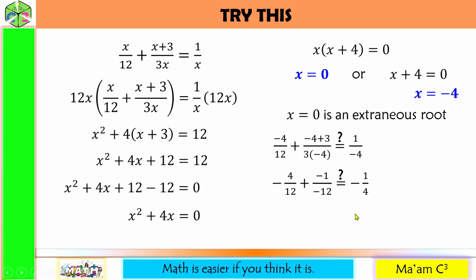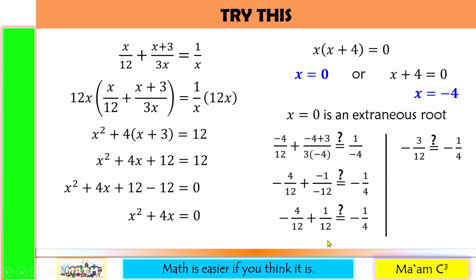Are they equal? Negative divided by negative is positive. Are they equal? Since we have the same denominator, let's work on our numerator. Negative 4 plus 1 will give us negative 3. Are they equal? Let us determine the lowest term of 3 over 12.